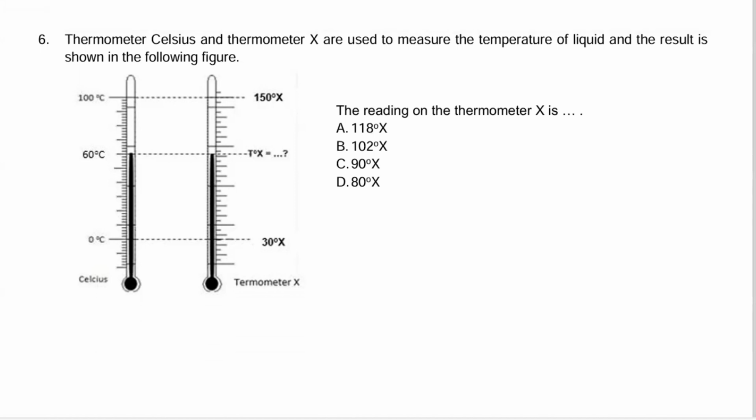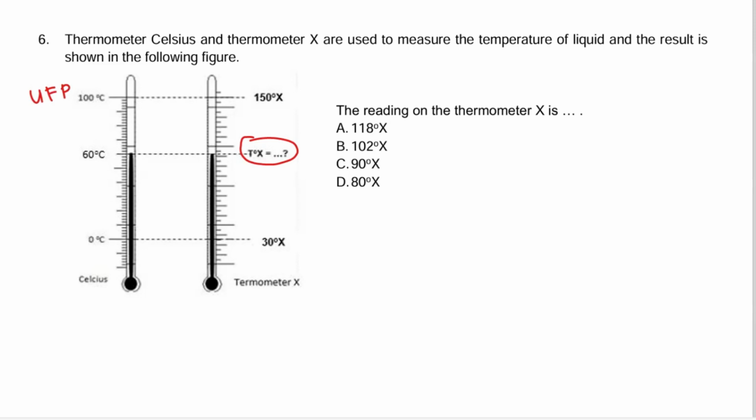The next one, question number 6. You are given the Celsius thermometer and X thermometer, and they are used to measure the temperatures of a liquid with the result given in the figures, right? We need to find out what is the reading on thermometer X. Okay, the important thing to get the temperature on X is that we need to know that the upper one is actually the upper fixed point. So this is actually the temperature when water evaporates.